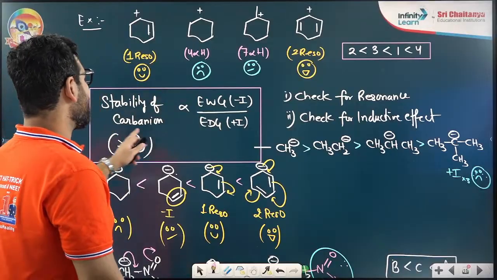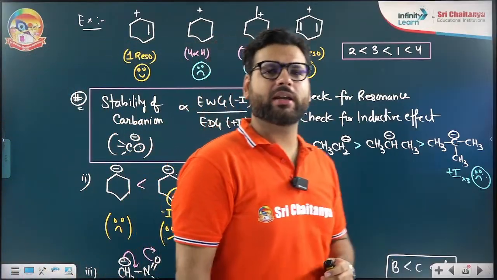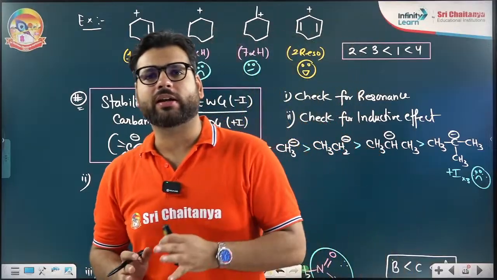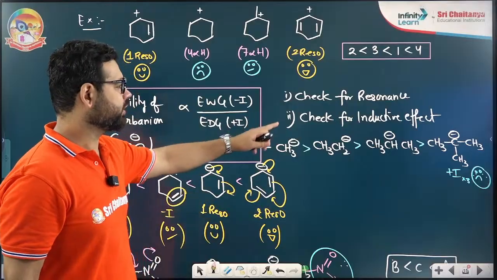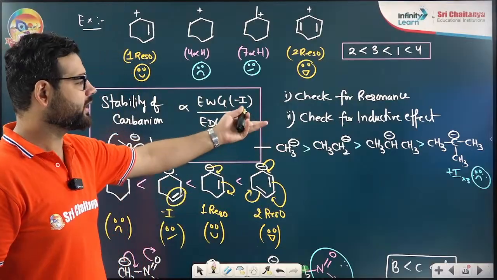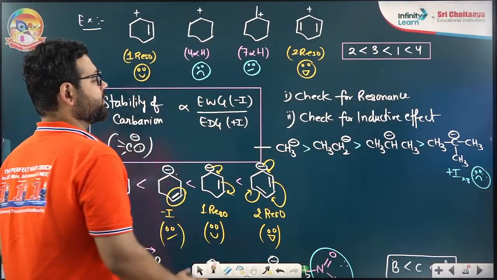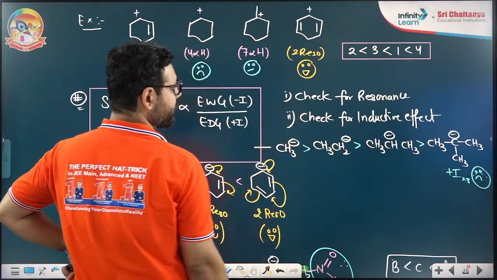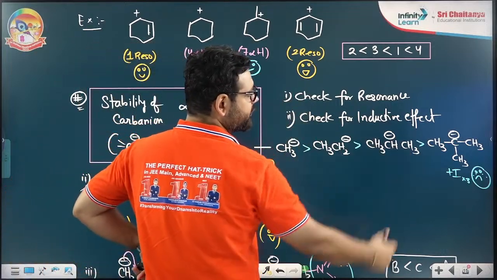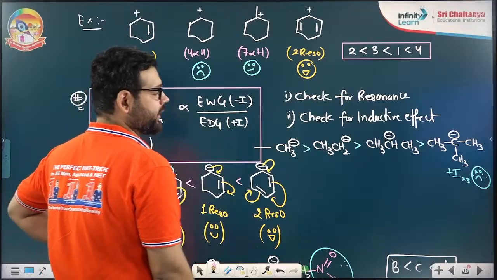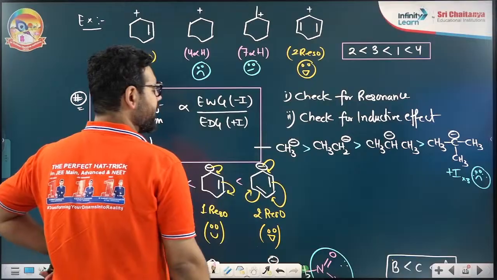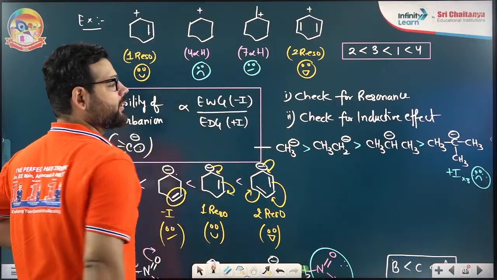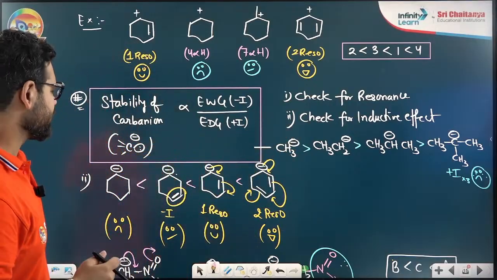Then when you check for carbanion, directly check for resonance and then inductive. There is no hyperconjugation that you need to check because hyperconjugation will not exist here, as you will study in your classes. Check for resonance, then check for inductive effect. So in this case, there is no resonance. I am directly checking for inductive effect. More plus I groups will destabilize the carbanion, and here no plus I group will make it very stable, as we saw in the last class.